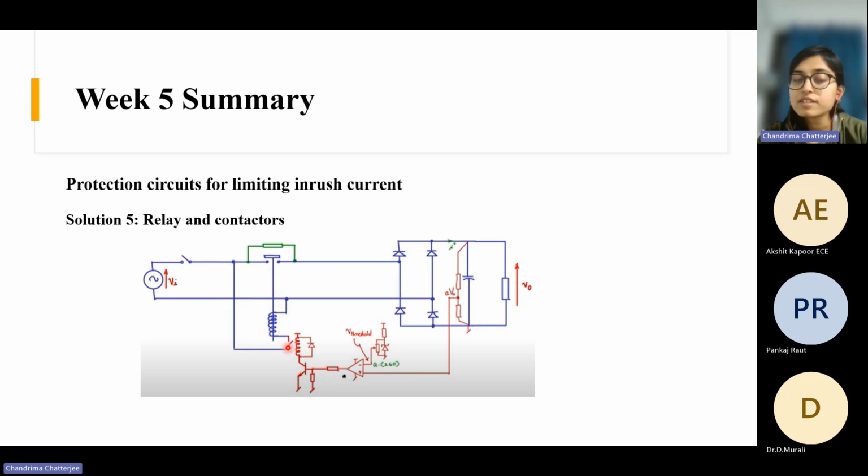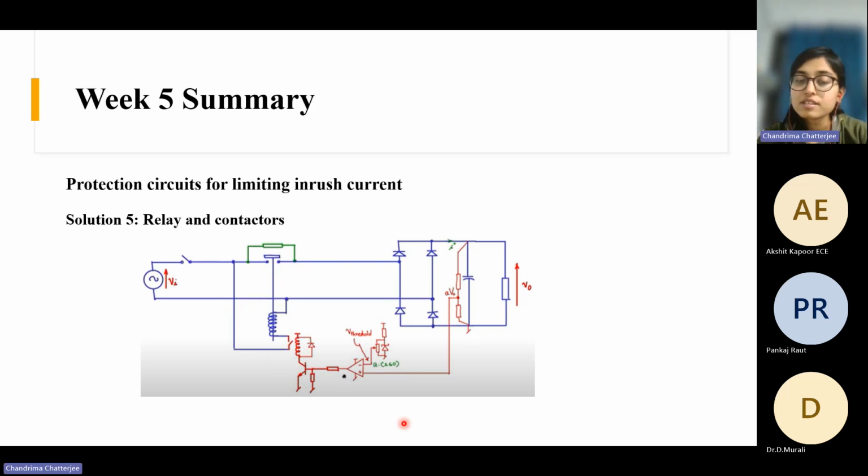And if the coil is energized, this is a solenoid kind of coil. So whenever this coil is energized, there will be some magnetic attraction, and it will pull this contactor, and the contactor will come down and it will complete the circuit. And when it is de-energized, it will go up and the circuit will be open. That is the operating principle.